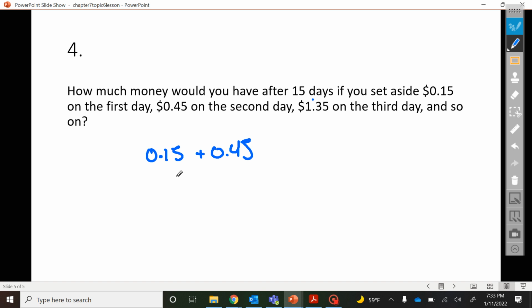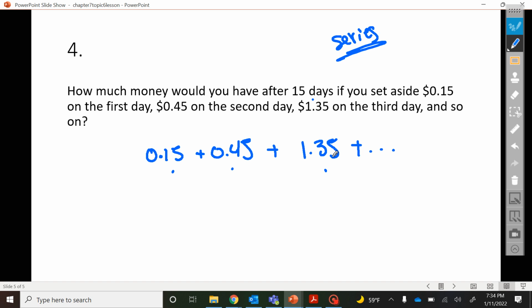All right. The next day, this is day 1. On day 2, we add 45 cents to that. On day 3, we add $1.35 to that, and so on. Okay, so each day we're adding more to the money that we're putting aside. Now we can see, since we're adding each individual term together, the first term being added to the second term, being added to the third term, this is actually a series, okay? Because we are trying to add each specific term together.